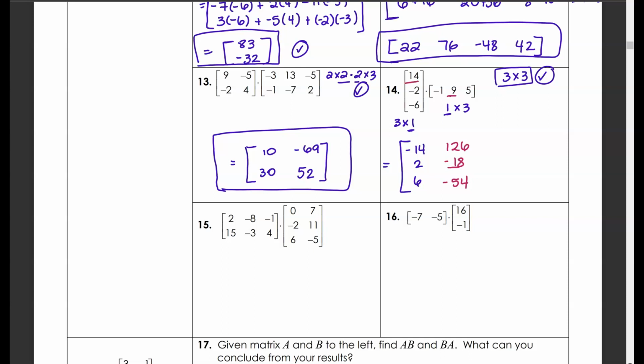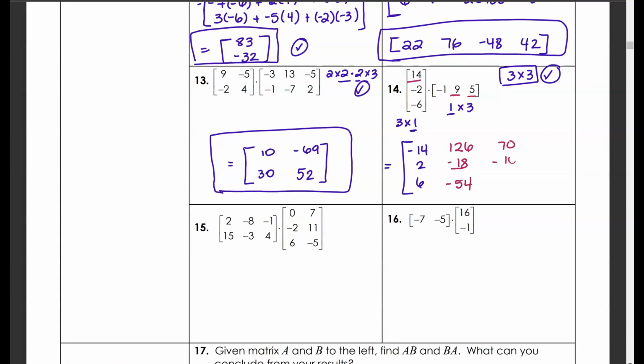Right? Now we're on our last column here. We're taking 14 times 5, which gives us a 70. Negative 2 times 5, which gives us a negative 10. Negative 6 times 5, which gives us a negative 30. So you can see this one builds out to a 3 by 3 matrix. So it became larger. All right, go ahead and try number 15 on your own. Make sure to check that the multiplication is possible.